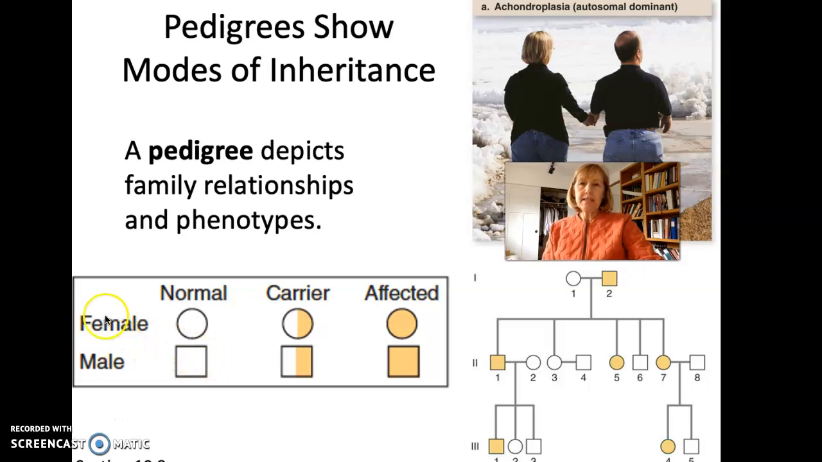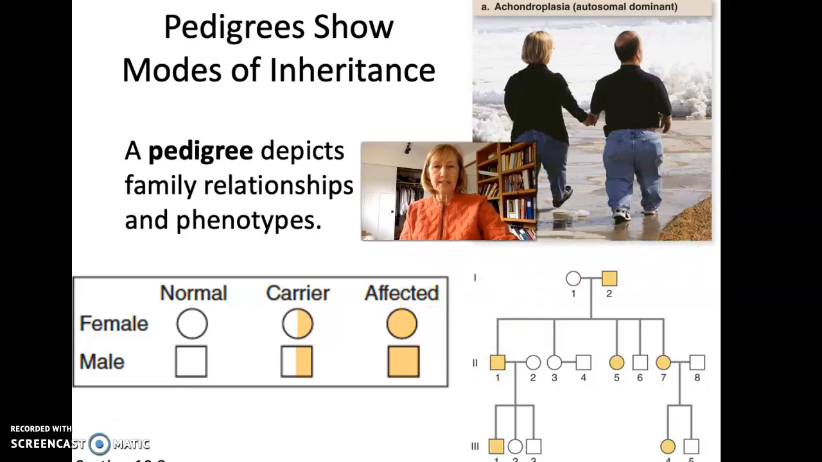So the first thing to notice is that when we do pedigrees for families, you want to be able to show which is male, which is female, which individual is affected, and which is not. So there's a code for that. The female is always going to be a circle. The male is going to be a square.